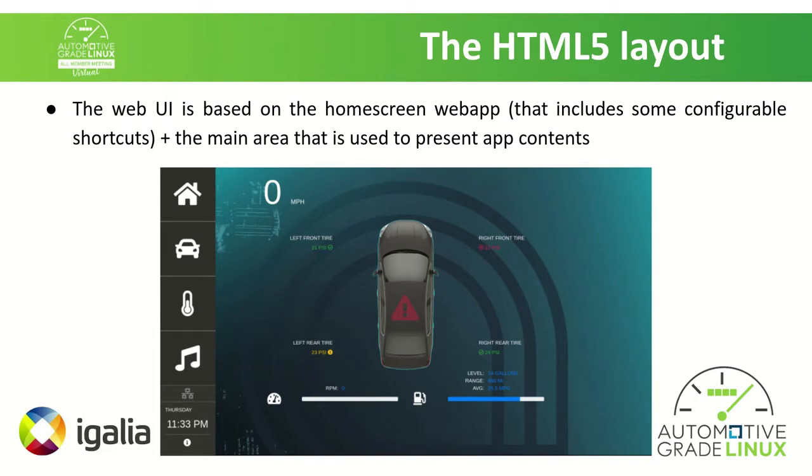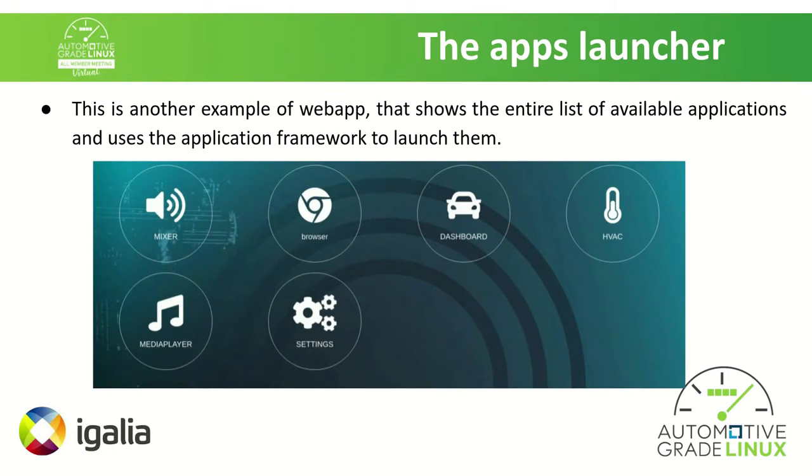So how does the HTML5 layout look like? Basically you can see an entire UI that is the home screen web application that shows a few application shortcuts in the main area to the left, and the application window center where the applications show what they are containing. The application launcher is shown by default, and that is actually another example of a web app that shows the entire list of applications in the system and uses the app framework to launch them.